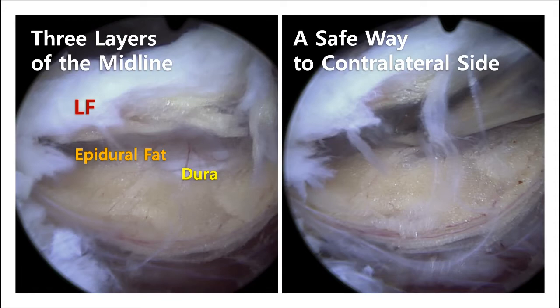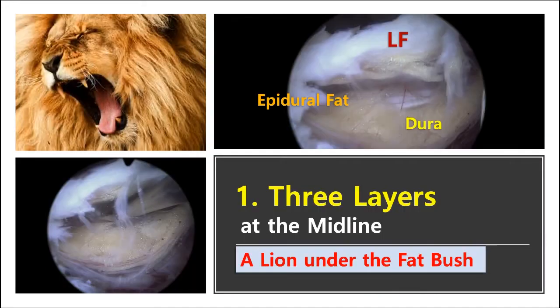The safe way through which we can access the contralateral side with less risk of dural tear is the interval between the ligamentum flavum and epidural fat. Never, never, never try to go under the epidural fat when crossing the midline. You might be swallowed by a big lion when you try to walk under the epidural fat bush at the midline mountain.